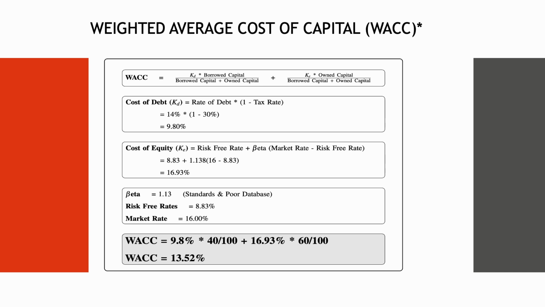So we now have the risk-free rate. We go and we find out that a AAA sovereign bond is about 8.83%.